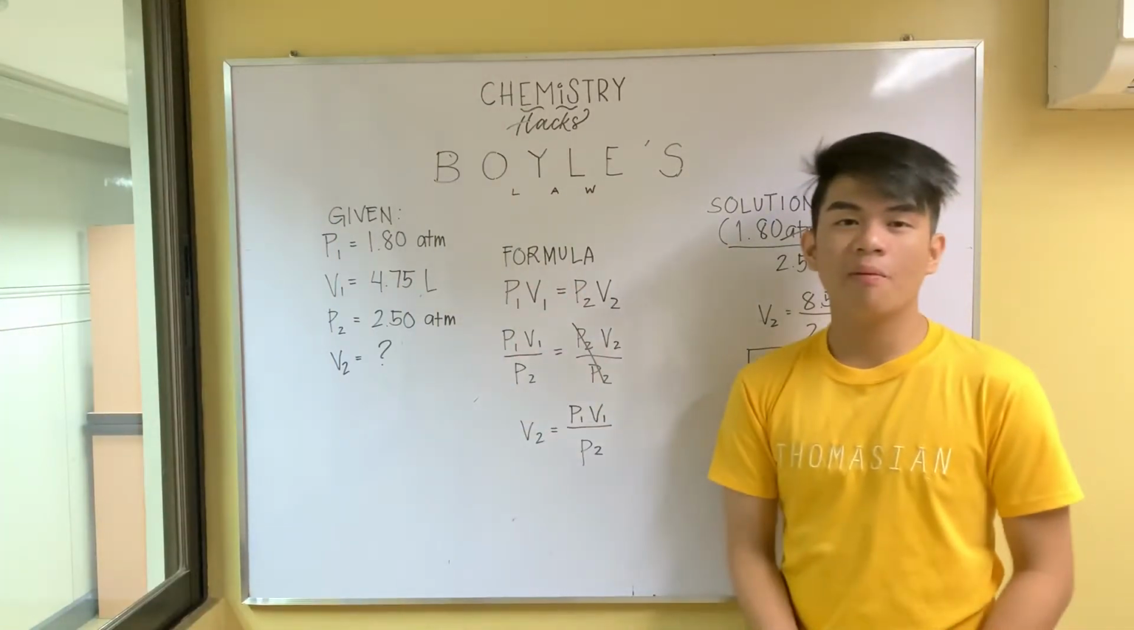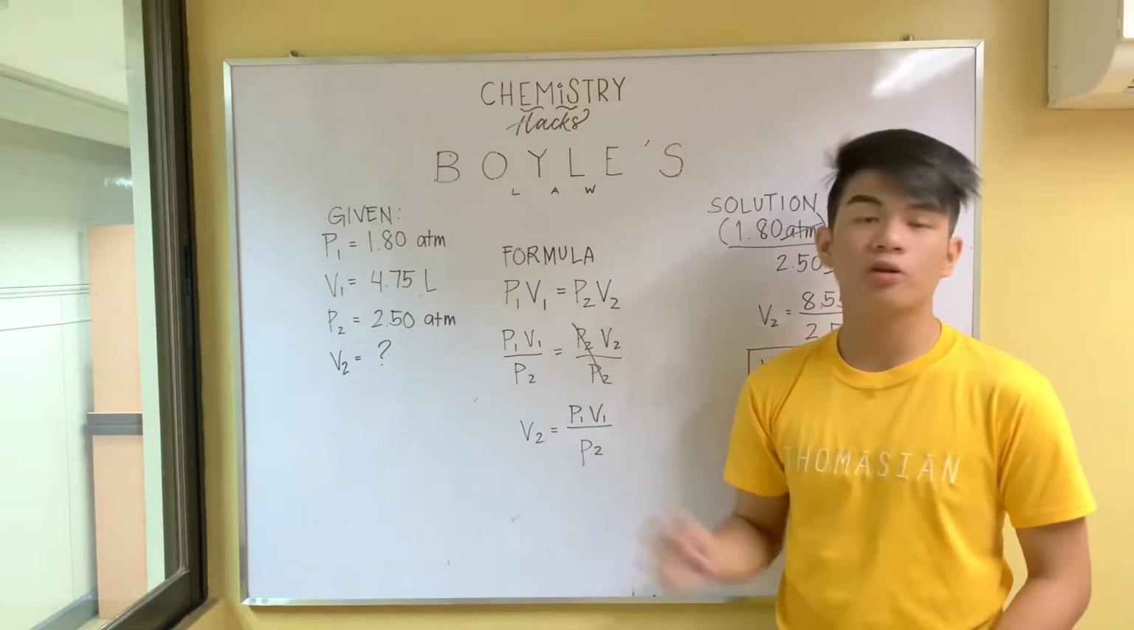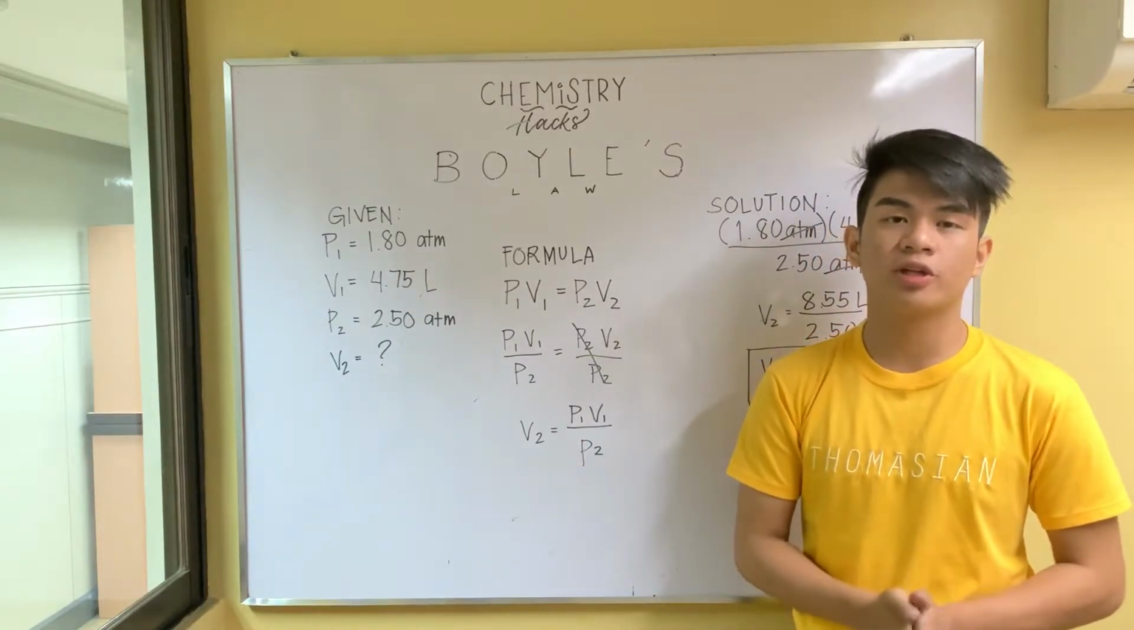The first gas law is Boyle's Law. The question is, at 1.80 atmospheric pressure, a sample of gas takes up 4.75 liters. If the pressure on the gas is increased to 2.50 atmospheres, what will the new volume be? First, we have Boyle's Law. What we know about Boyle's Law is that it has two variables, pressure and volume, and that they are inversely proportional with each other.